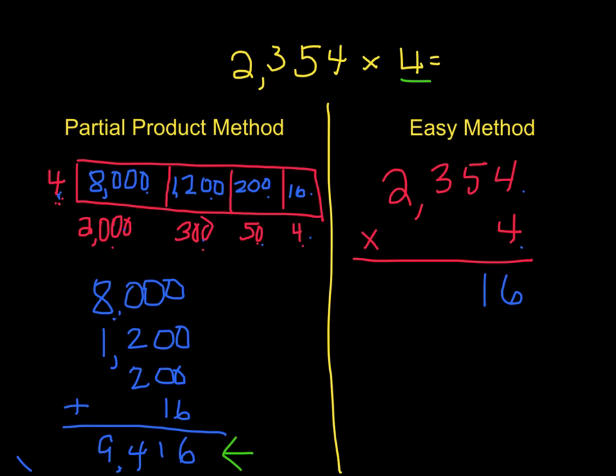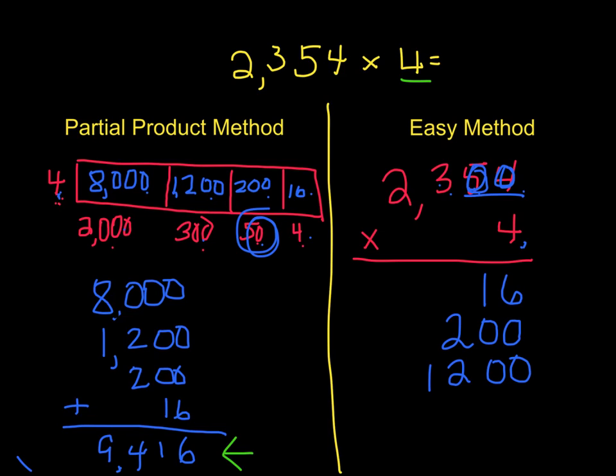Then I'm going to multiply the 4 times the 5, but it's not really 5, it's really 4 times 50. So where I see this 4, I can just pretend that that's a 0 and go ahead and write that 0 down here. Then do 4 times 5, which is 20. So 4 times 50 is 200. Then I multiply the 4 times the 3, but it's not really 4 times 3, it's really 4 times 300. 4 times 3 is 12, plus those 2 zeros.